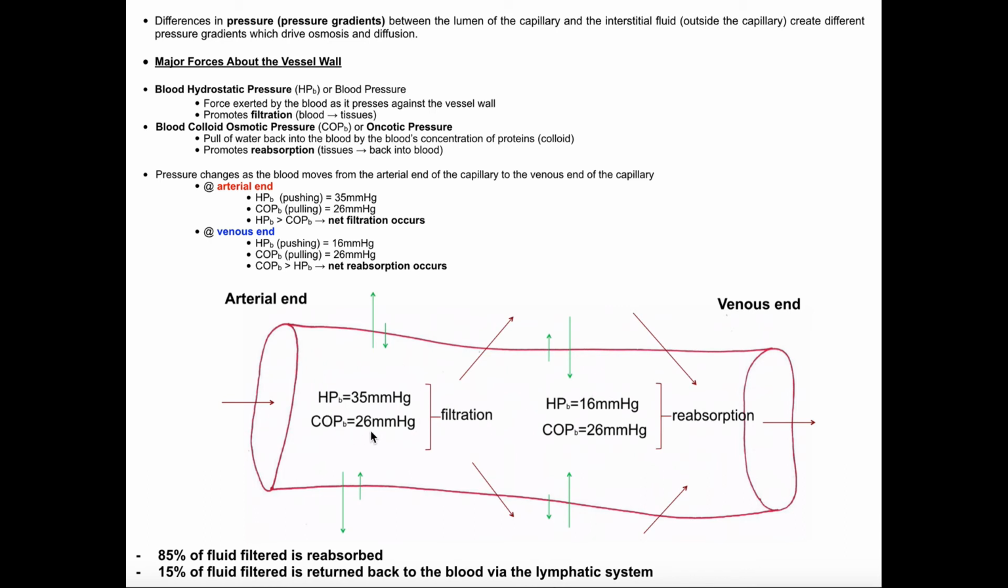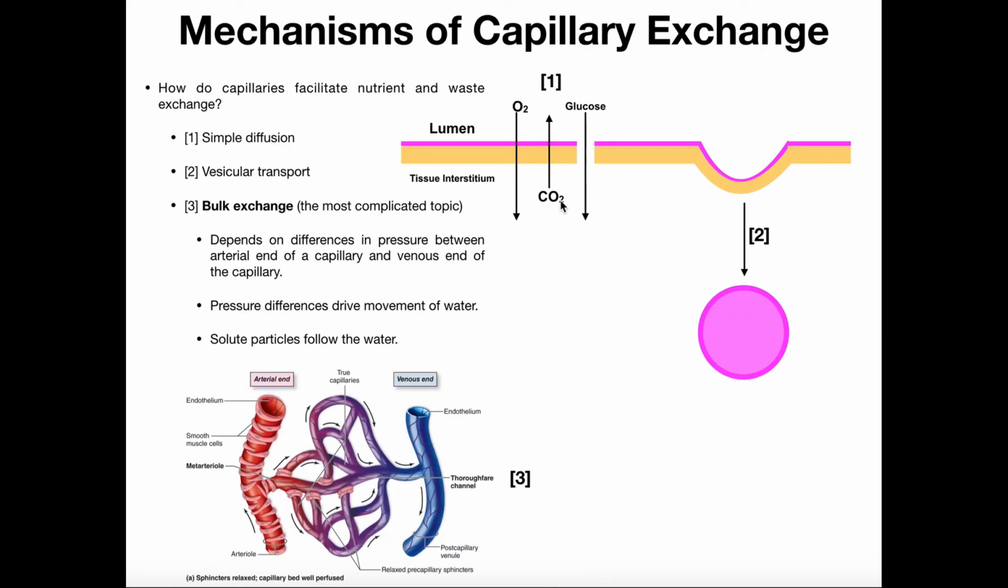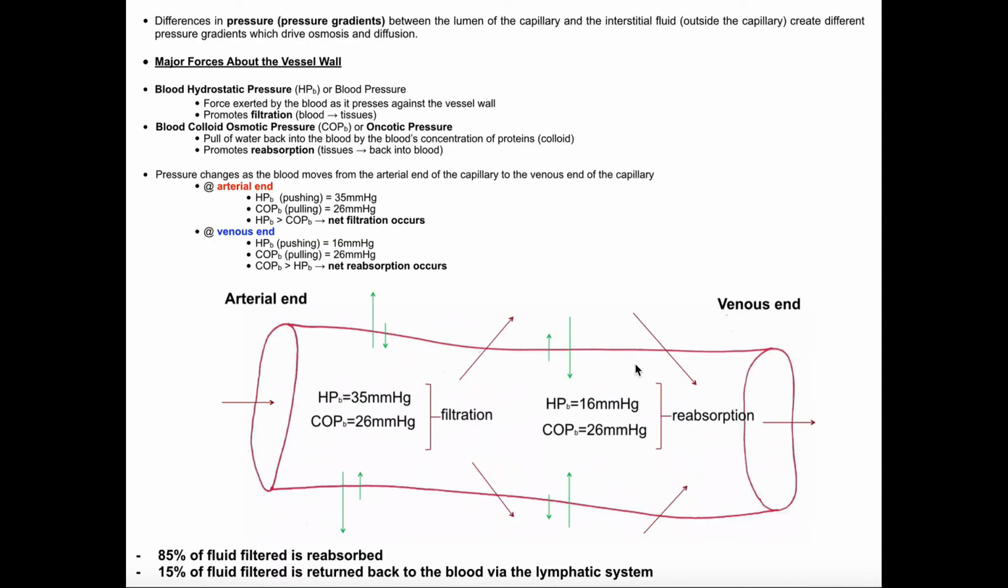So, some of that fluid is filtered at the arterial end, and it brings with it nutrients and all sorts of things like that. But then when you get to the venous end, some of that fluid actually ends up being reabsorbed. Okay? And so when that fluid is reabsorbed, it'll bring with it things like waste products, like carbon dioxide and so forth. Okay? Yes, carbon dioxide can move from the interstitium into the blood through simple diffusion. Yes. But this provides another means to get a lot more of it back into the blood.